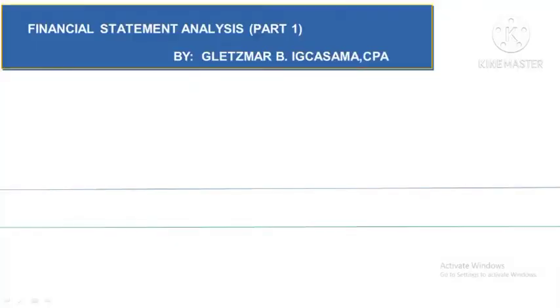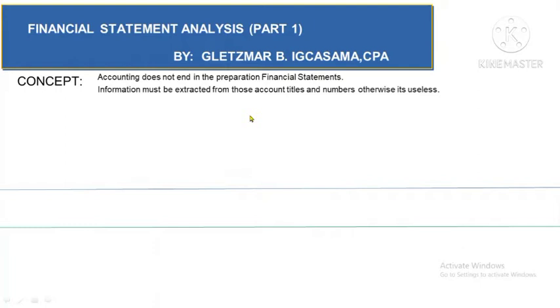Let's talk first about the concept of the topic. We know that accounting is not only about the preparation of financial statements, right? It also includes interpreting the financial statements. It means we need to convert the accounts and their balances into words or information about the company, otherwise those FS account balances are useless. That is why we have this topic. So how do we exactly extract information?